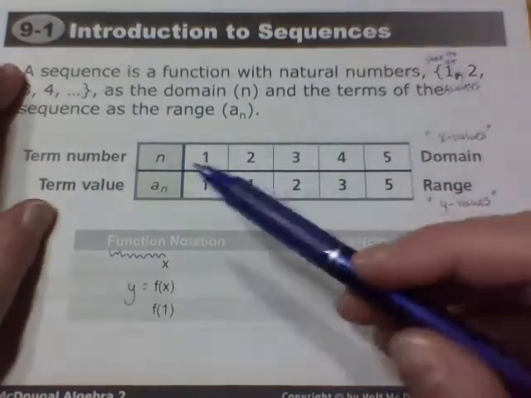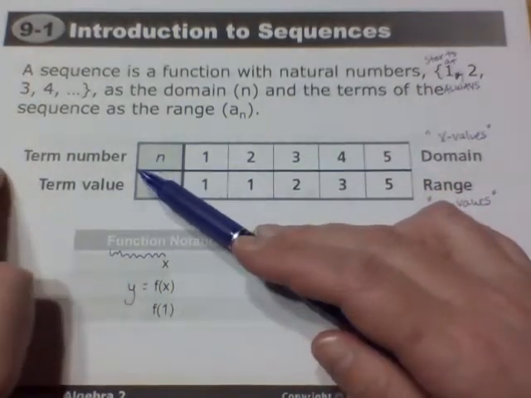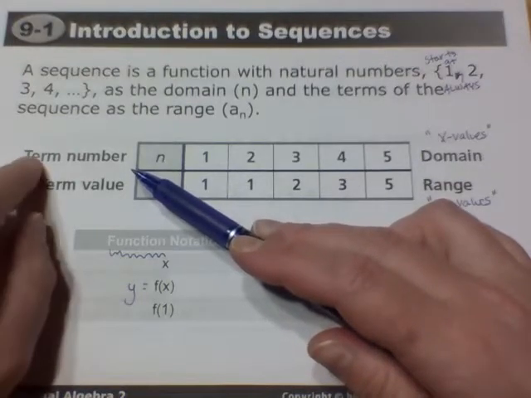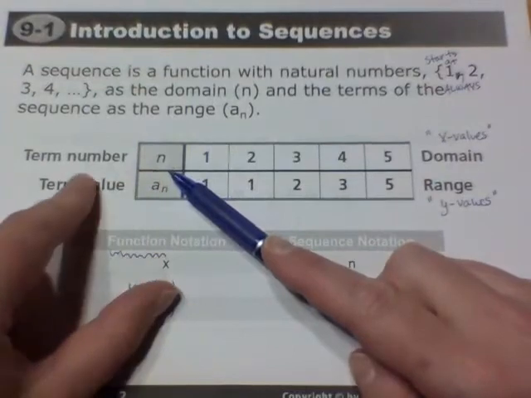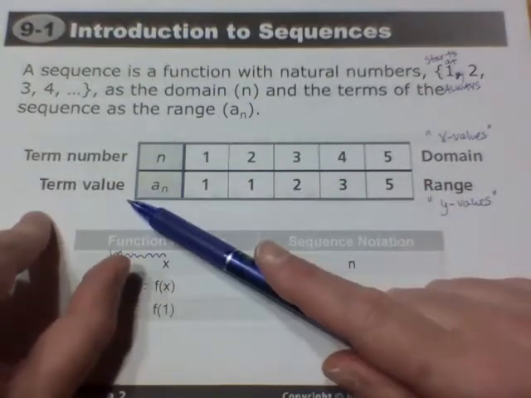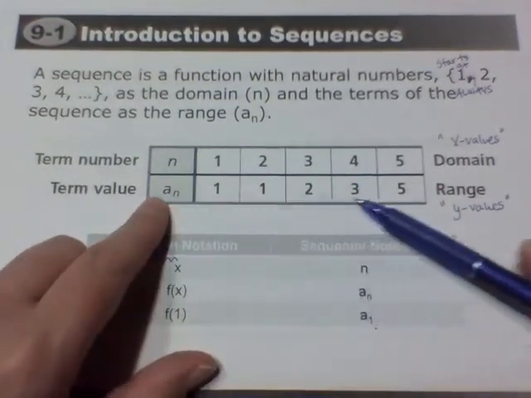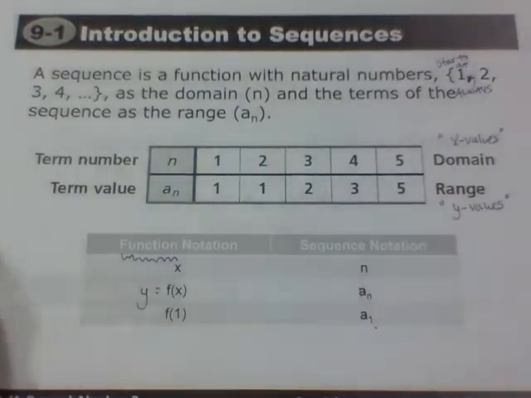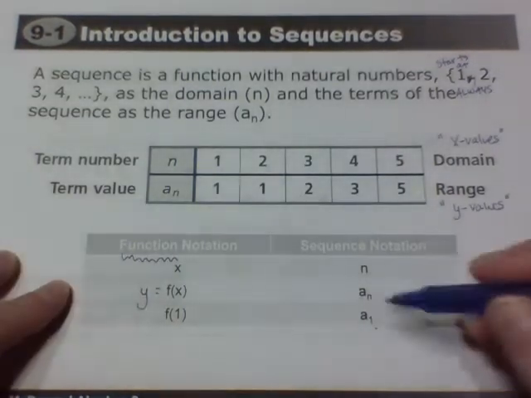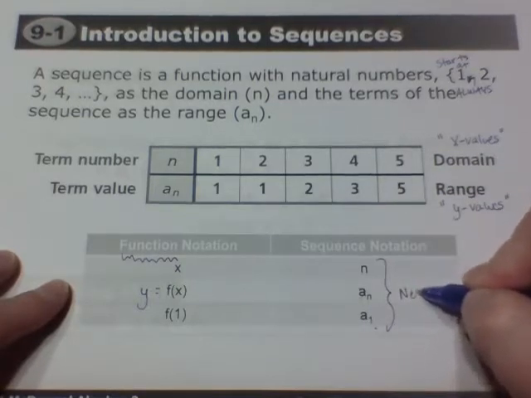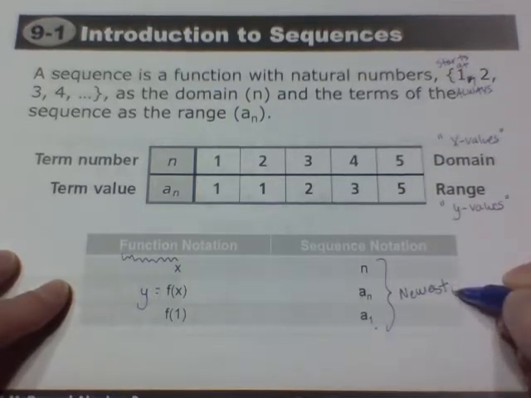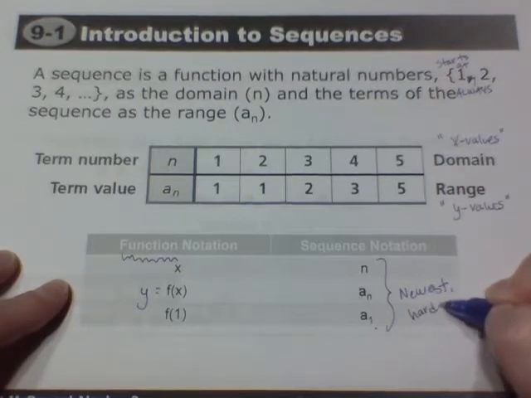So again, here's a nice visual of your table. Again, we used to have x's on the top, but now we have an n for term number, and then the term value or the result is going to be here on the bottom one. So that is our new notation, and this is pretty much the newest and actually the hardest to get used to.